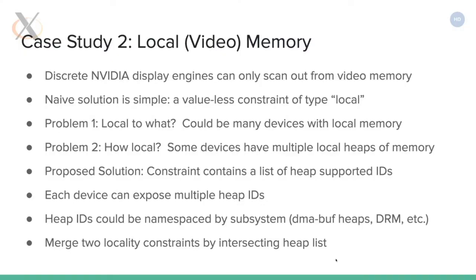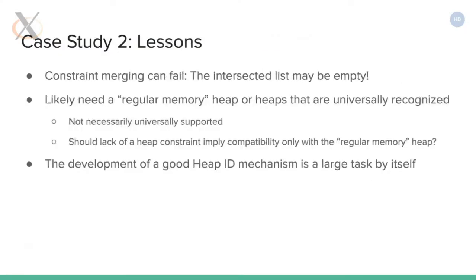I guess, what about the case where you have multiple attributes on a heap? Like, you have the ability to access system memory, but you might have a constraint that a particular engine needs to scan out from uncached memory as opposed to cached. Yeah. I guess we could just bake that into a separate heap, but yeah, it's still an open question.